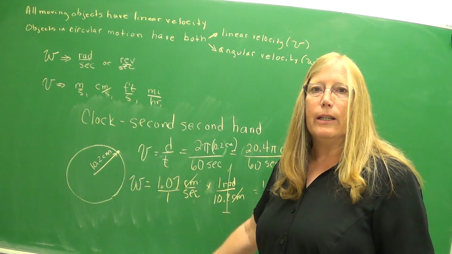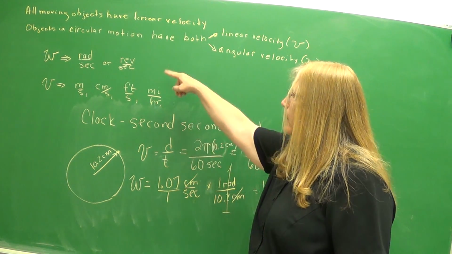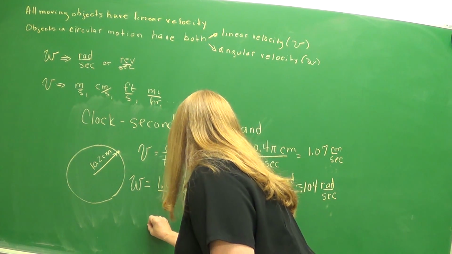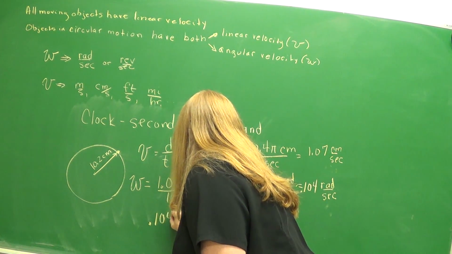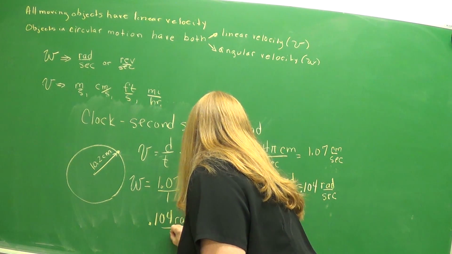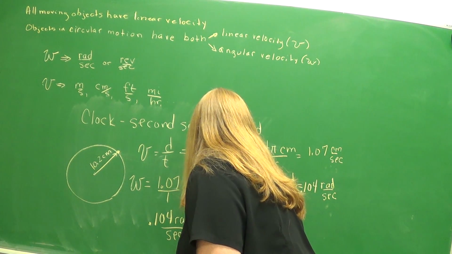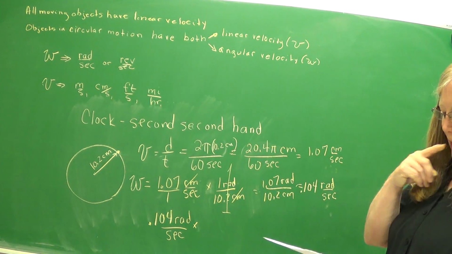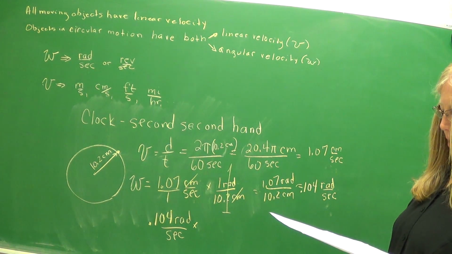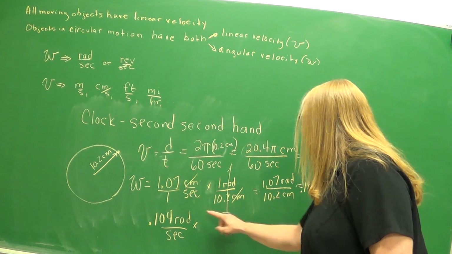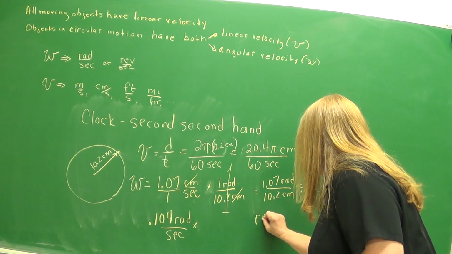What if I wanted to do revolutions per second, and I'm in radians per second? Let me show you how to change it. 0.104, and that's radians in the numerator, seconds in the denominator, times 0.104 radians per second. So I want to go to revolutions per second. So how do I get from radians per second to revolutions per second?